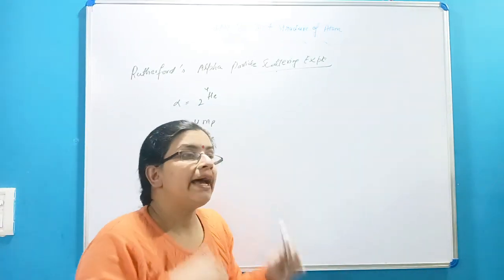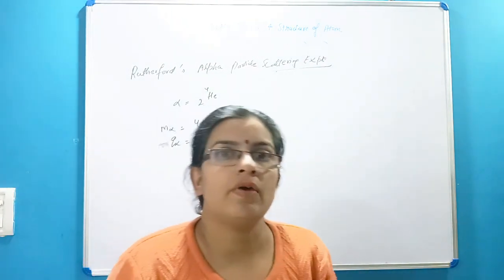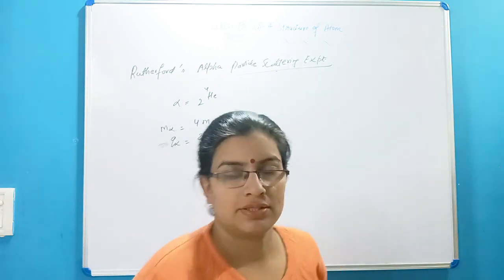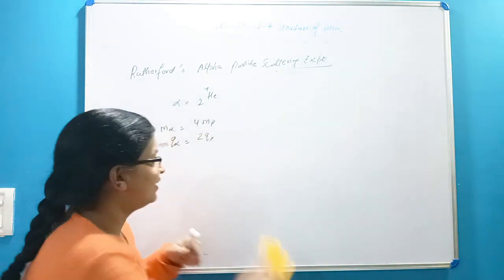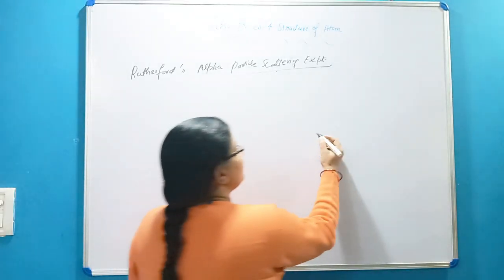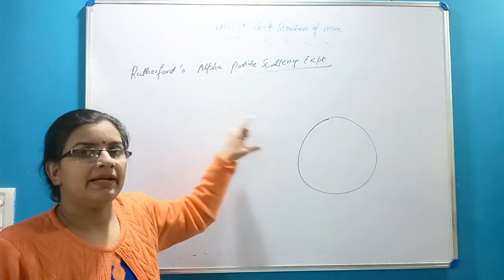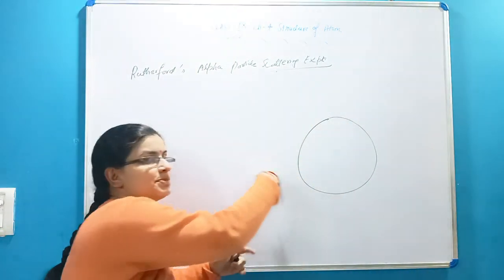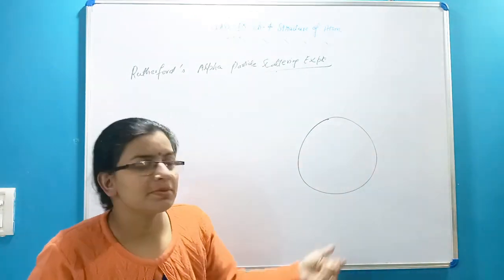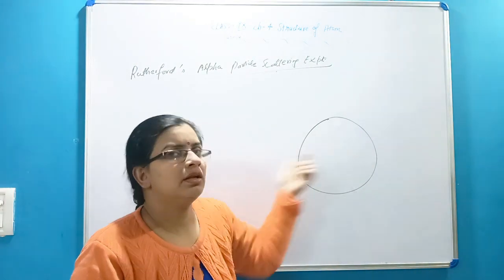So alpha particles were made incident on gold foil and the result was unbelievable, unimaginable. According to Rutherford, alpha particles are positively charged and the entire atom is positively charged as proposed by Thomson, so he guessed that the alpha particles would bounce back.